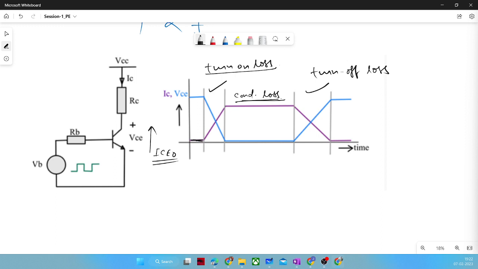Even if we have the turn-off loss very less, we can still consider it as we have the values given in the problem, right? Yes, you have to consider that. That's why this problem is given. You can compare all those values of losses on your own. That's why ICEO was intentionally given in the problem.